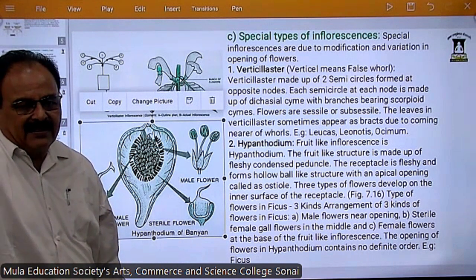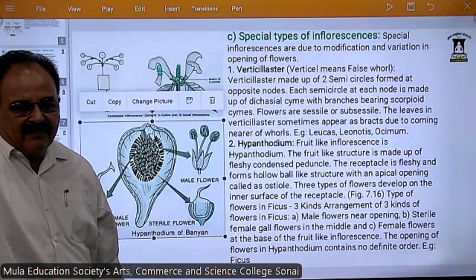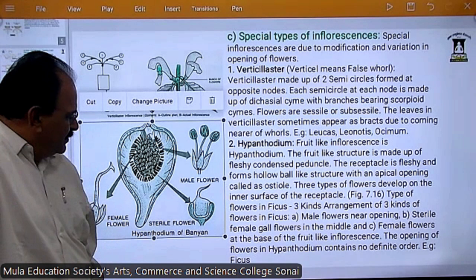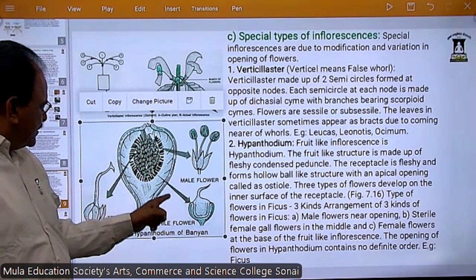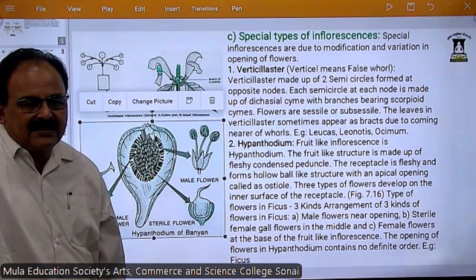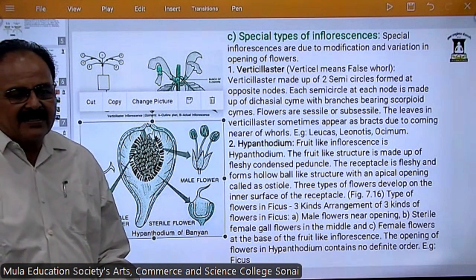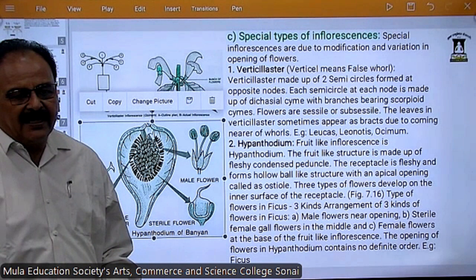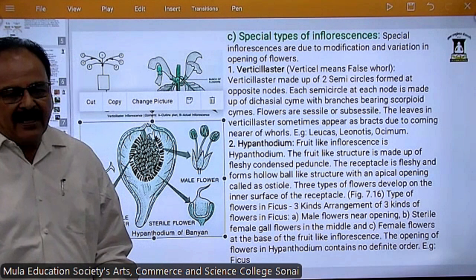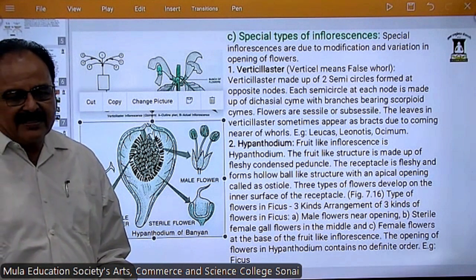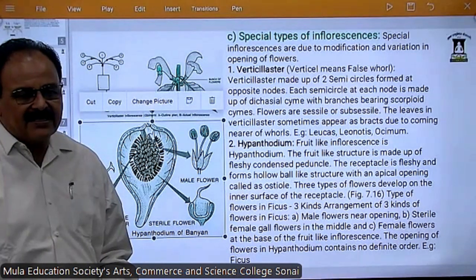Then the sterile flowers, or sterile female gall flowers, in the middle. These are sterile flowers or gall flowers. They are present in the middle. And the third one is female flowers at the base of the fruit-like inflorescence. These are female flowers. In hypanthodium, it contains a definite order, and the example of this is Ficus.